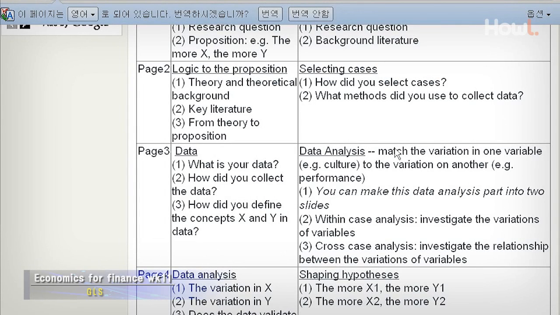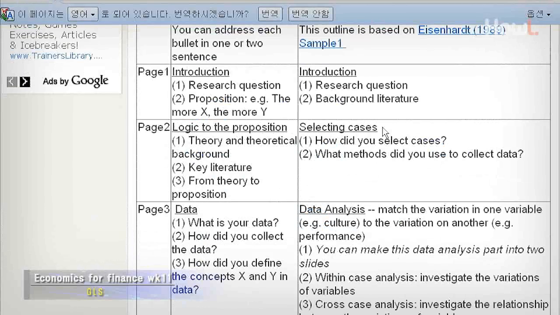And actually you can make this data analysis into 2 slides. So if you do the inductive presentation, actually you can spend 1 more slide. You can use 6 slides. And within case analysis, investigate variation of the variable and investigate the relationship between variation and variable.